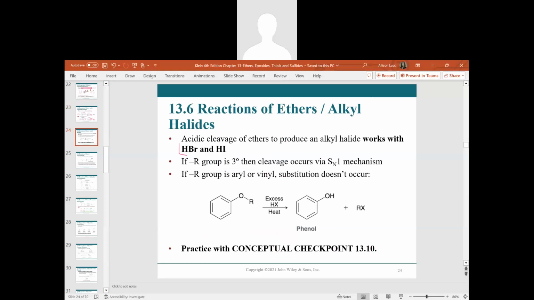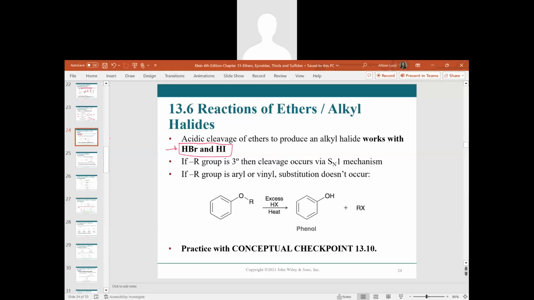And as mentioned, this can work with both HBr and HI, but commonly we do not see this happen with HCl, which is much less efficient, and HF does not cause acidic cleavage. So these are the two reagents that you would see. If we have an ether reacting with either, we'll produce those two alkyl halides.